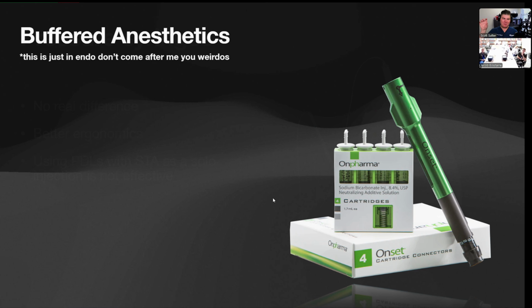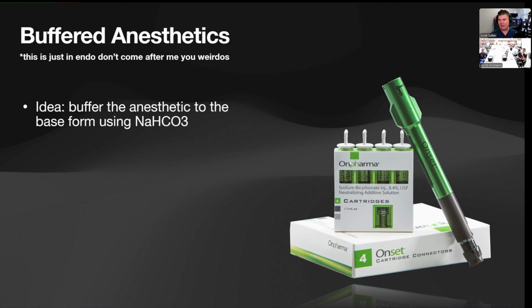Now, buffered anesthetics, this one is going to make some people angry. A lot of people really love buffering their anesthetics. It's this little cartridge that comes in here. You put your carpule of Lido, whatever it is, in there, put this in there. It injects all of this sodium bicarbonate, makes it so that the Henderson-Hasselbalch equation is on the side where you have more active anesthetic. It neutralizes the pH, which they need to keep it low for the preservatives, and makes it so that it's in the base form so it works a little bit more effectively. That is all of the idea of this.